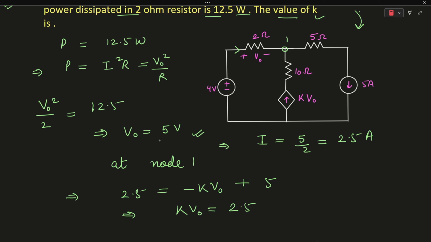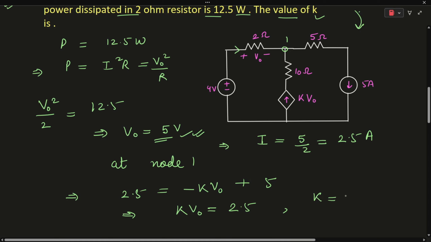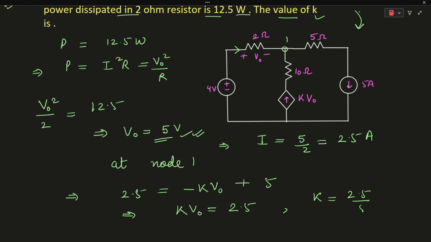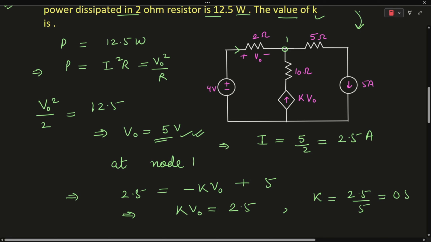We have already found the value of V0 to be equal to 5 volts. It means that the value of K will be equal to 2.5 upon 5, which is equal to 0.5. K is basically a constant, so it will not have any kind of unit. So the value of K is equal to 0.5. I hope it is clear how we are solving this problem.